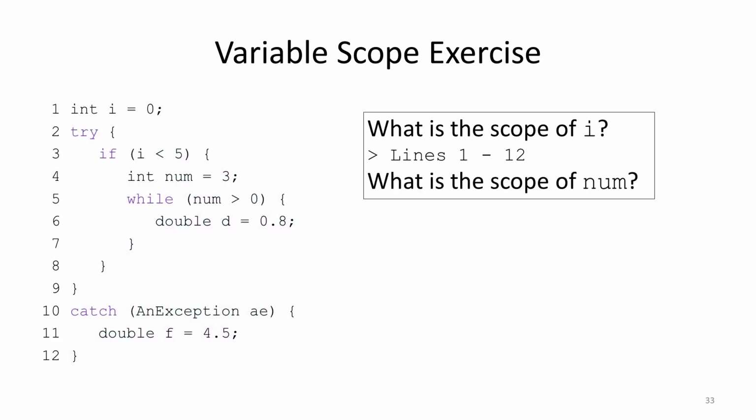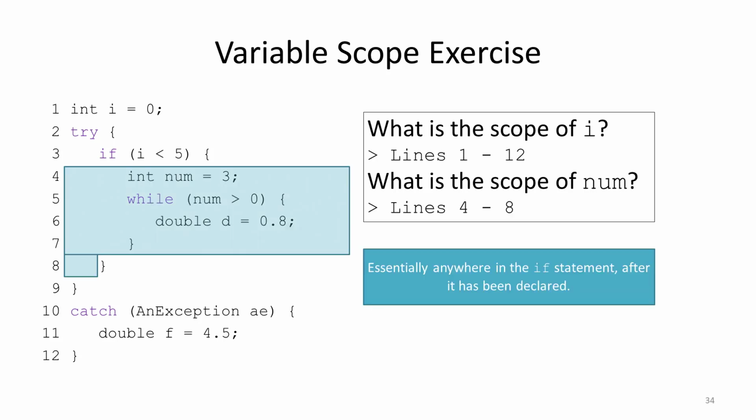How about this one? What is the scope of num? The scope of num is lines 4 through 8. The variable num is declared on line 4, so that's where its scope starts. And here's where you need to identify the block that it has been declared in. Num has been declared in the body of the if. Therefore, it can only be used in the body of the if. So that is up until the closing curly bracket on line 8.